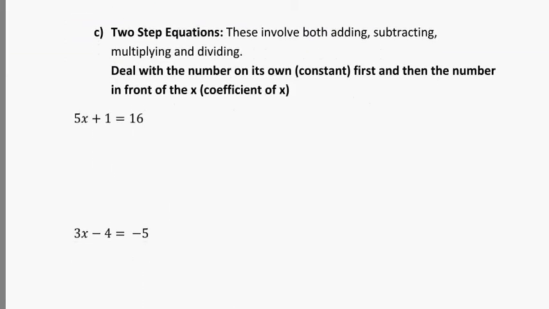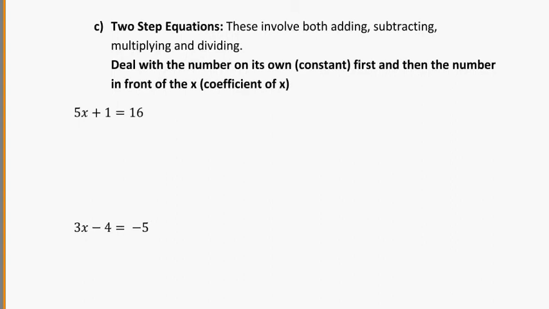Now two-step equations involve both adding and subtracting, and also multiplying and dividing. So here's an example: 5x plus 1 equals 16. Deal with the number on its own first. So we're going to undo the plus 1 by subtracting 1 from both sides. Show each step in your working. 5x equals 15. And then we're going to undo the times 5 by dividing by 5 on both sides. And we're left with x equals 3. So this is kind of like practicing both of them together.